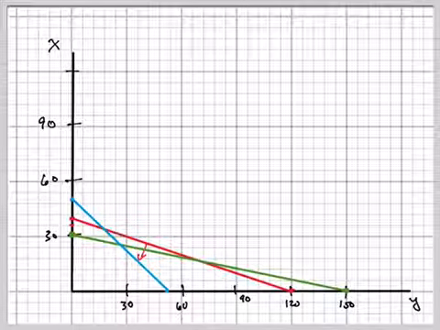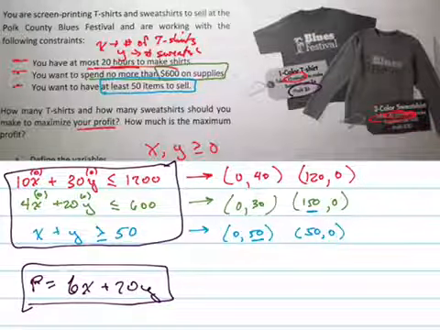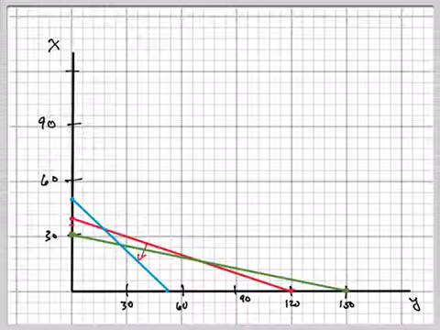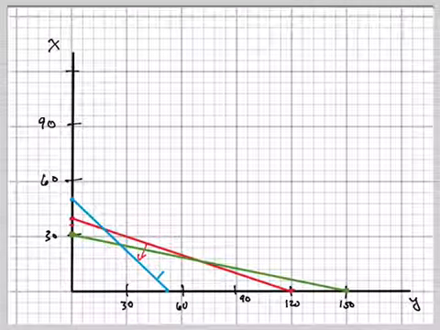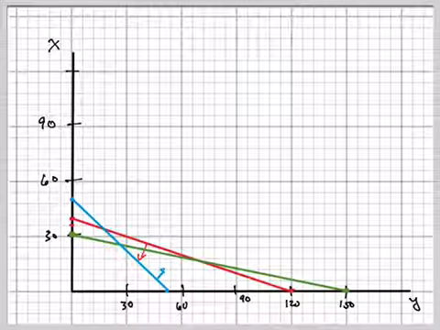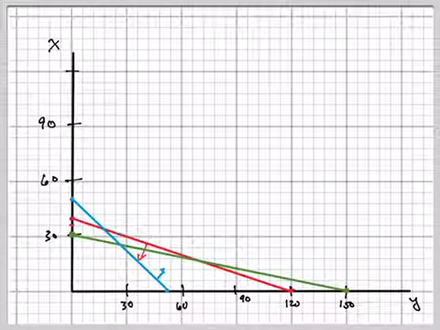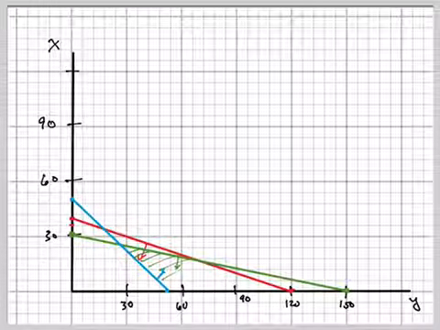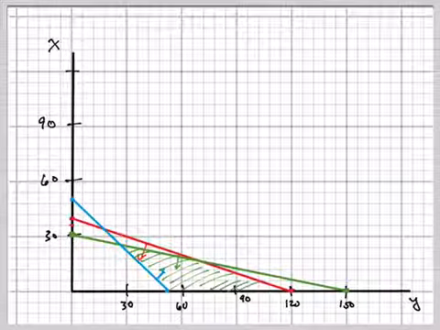Now, where was the green one shaded? You remember that that was a less than or equal to sign. So that one was shaded down, and the blue one is a greater than, which is shaded up. So the blue one is shaded that way. The green one is shaded that way. So the feasible region is right there.